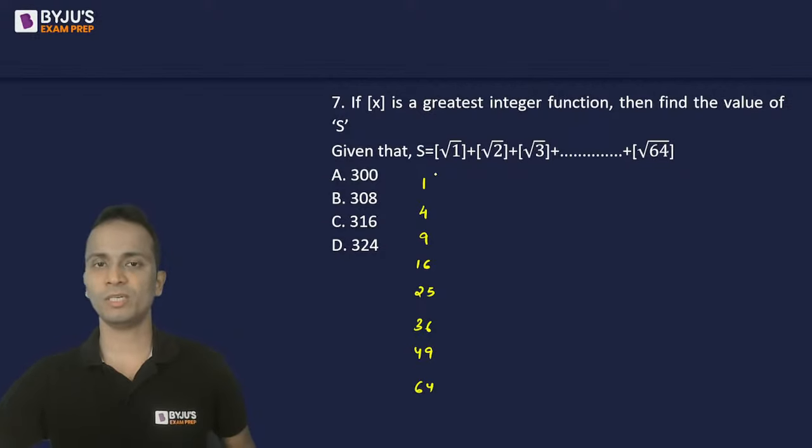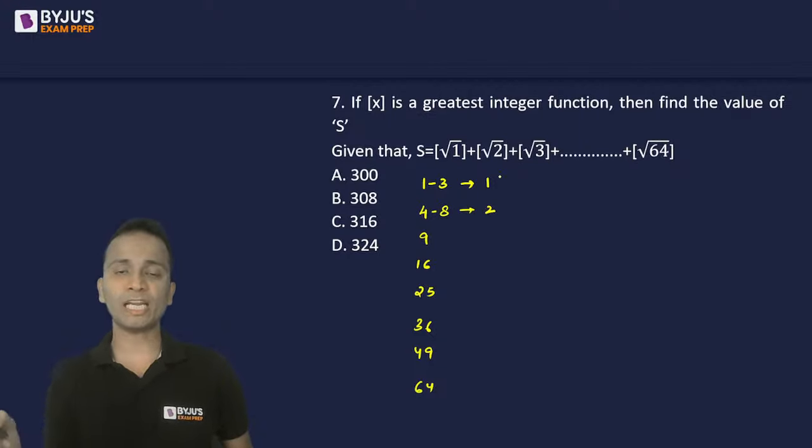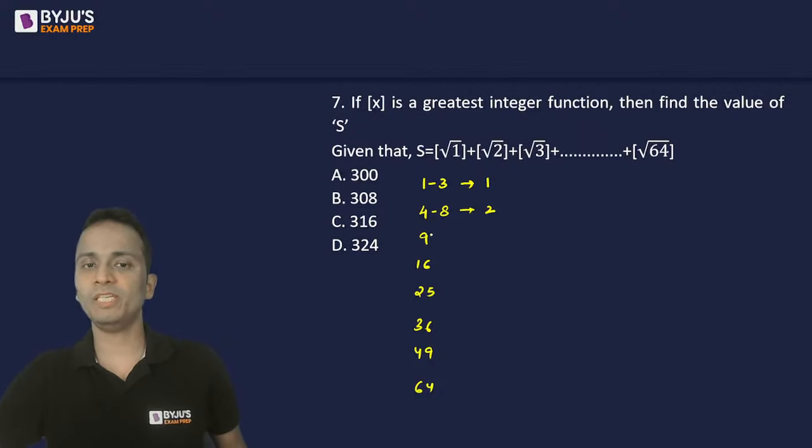Now when inside this bracket the value is starting from 1 up till 3, for all these terms the value will be 1. So for the first bracket the value will be 1, the second term will be 1, the third term will also be 1. It will start changing its value from 4 and it will happen up till 8. All these values will be 2. So starting from the fourth term up till the eighth term, all of them will be equal to 2.